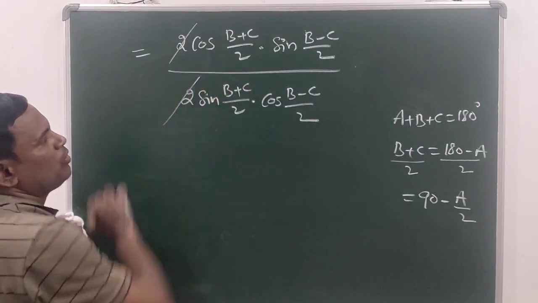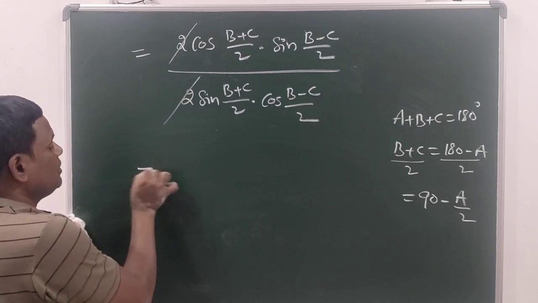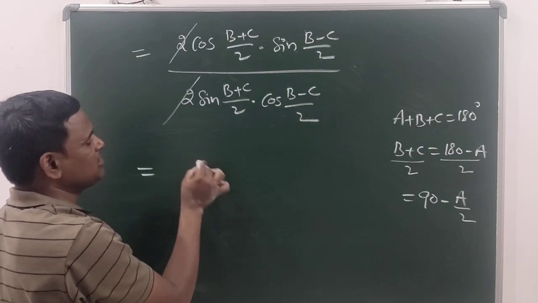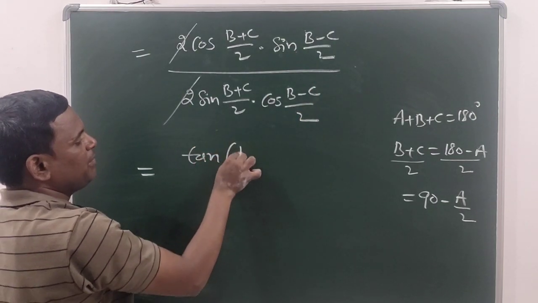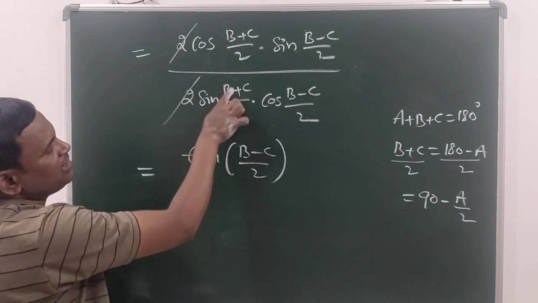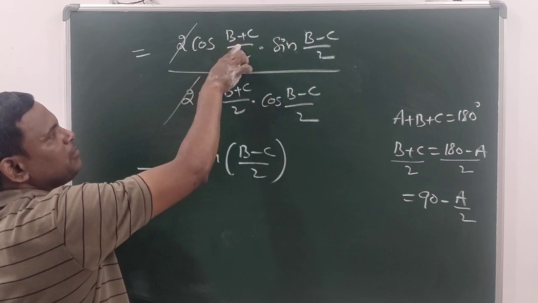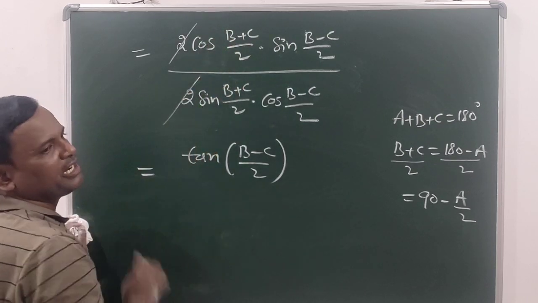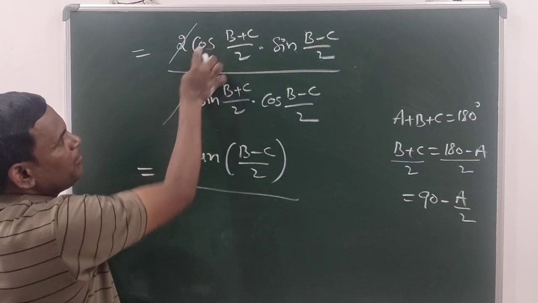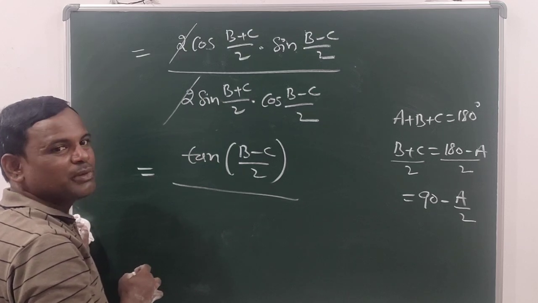And here, okay students, see, sin (B minus C) by 2 by cos (B minus C) by 2. Sin by cos is tan, so you will get tan (B minus C) by 2. In the denominator, sin (B plus C) by 2 is there. Now I am bringing this cos (B plus C) by 2 from the numerator to the denominator, so that it becomes sin by cos. Now sin by cos becomes tan.